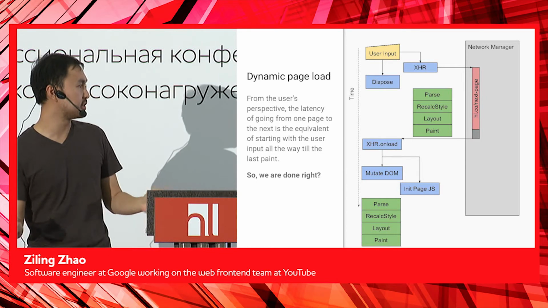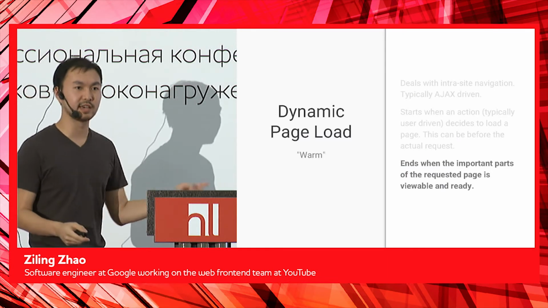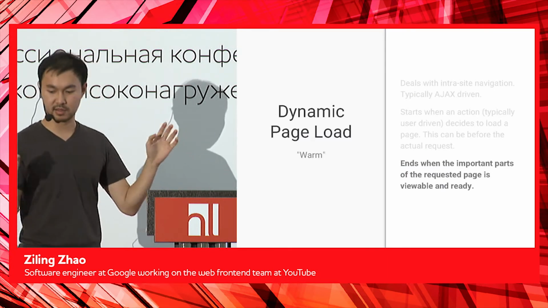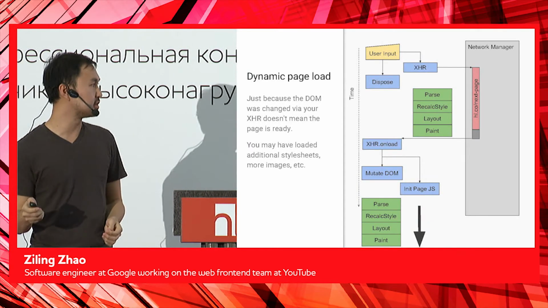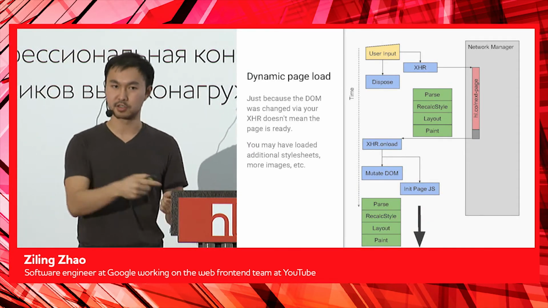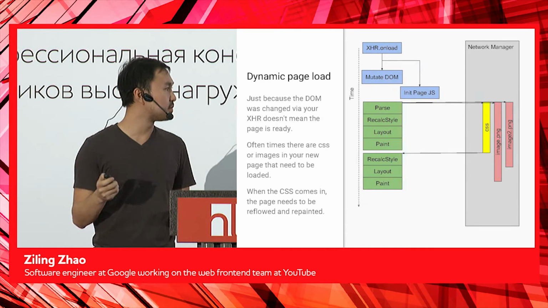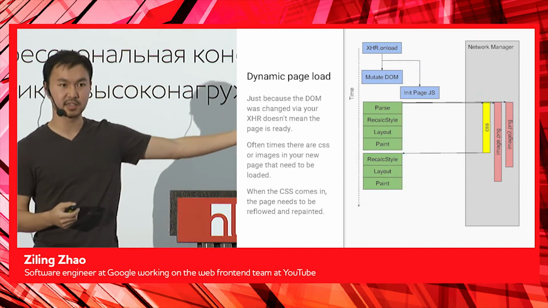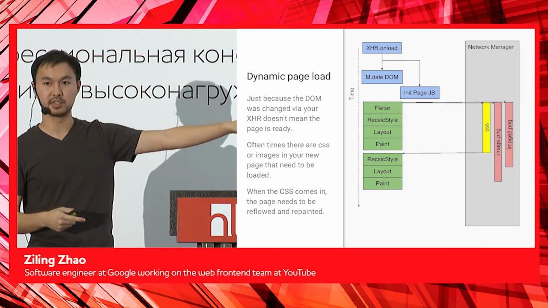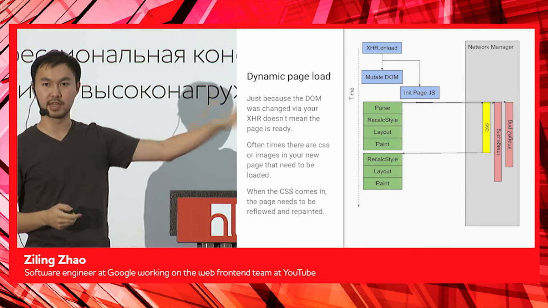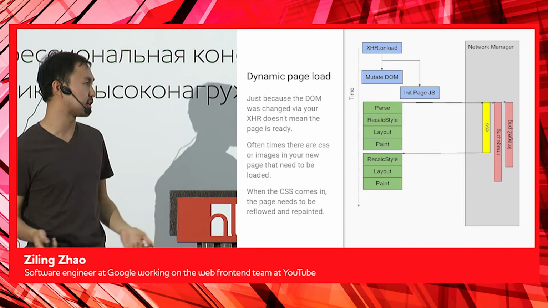So, but now we're done, right? This is really what happens, but no. Remember when I said that a page load ends when the important parts of the requested page are viewable and ready? That means you might have loaded additional style sheets. You probably have some images. Those all matter. So, more style sheets. You injected a style sheet. It goes and downloads a style sheet. Now that comes back in. A style sheet means you have to recalculate your styles. You have to relayout. You have to repaint. You have other images that come in. When those come in, there's paints as well.